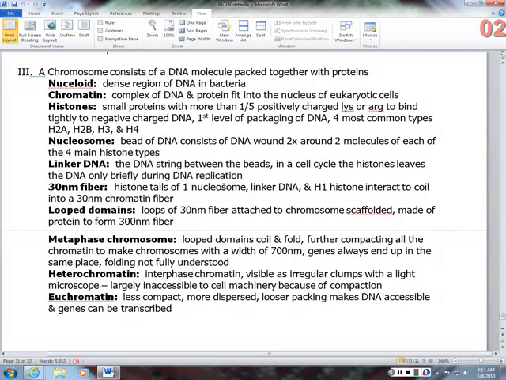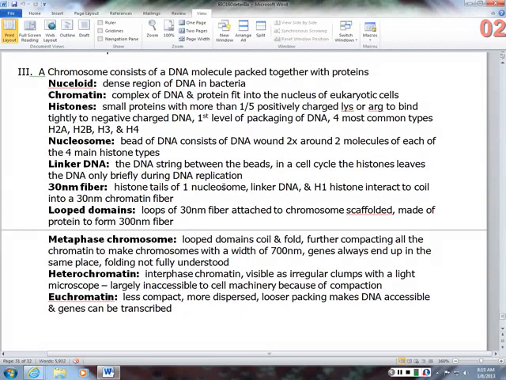So the linker DNA is going to be the strings of DNA in between the beads. And in the cell cycle, the histones are going to leave the DNA only briefly during the DNA replication. Otherwise, it stays on there pretty much the whole time.